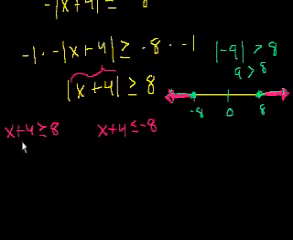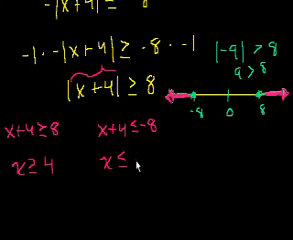So let's solve. X plus 4 is greater than or equal to 8. Subtract 4 from both sides, so you get x is greater than or equal to 4. Subtract 4 from both sides here, you get x is less than or equal to minus 12. So the solution here is x is greater than or equal to 4, or x is less than or equal to minus 12. And that is choice D.